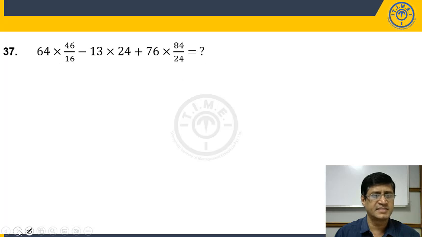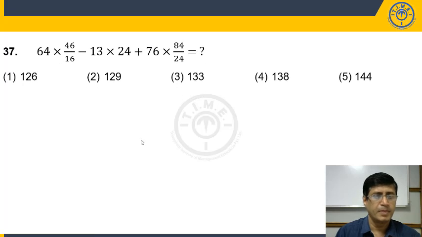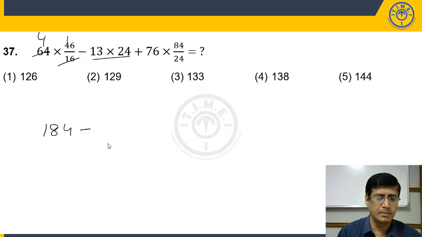Now look at the next example on your screen. Question number 37. 16 goes exactly 4 times in 64. Now the product of 4 and 64. 4 times of 40, 160 plus 24, it is 184. Now the product of these two numbers, it is 312.